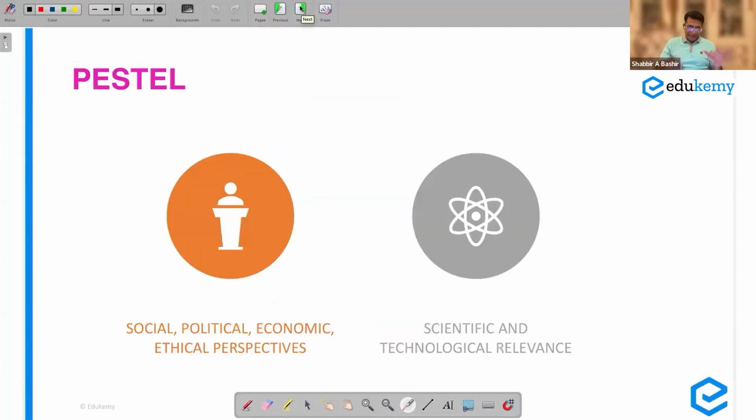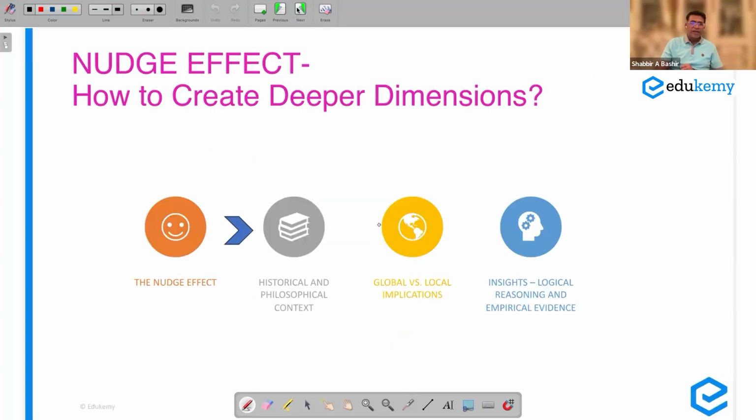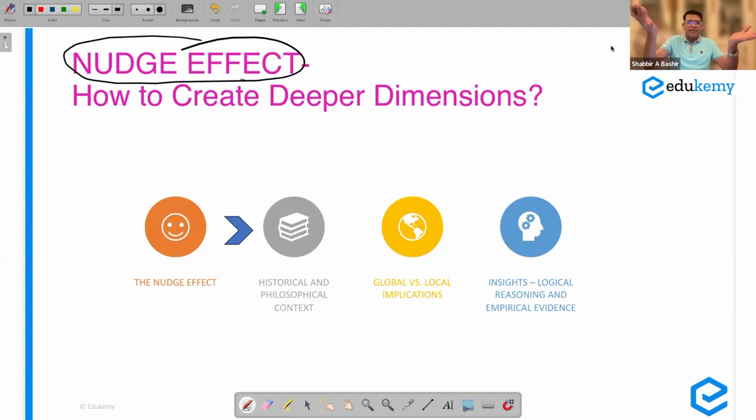So the PESTEL principle and the technique of question generation is just one technique. The next technique is what I call the nudge effect. Nudge means push. Nudge means those extra dimensions you can add. Nudge is about how to create deeper dimensions. The nudge effect in the essay is that extra push so that your essay rises up to a higher level.